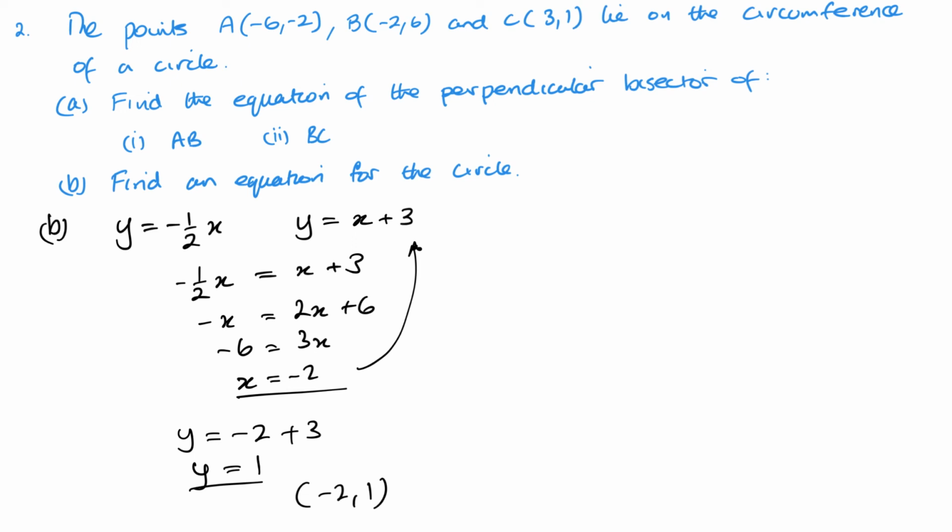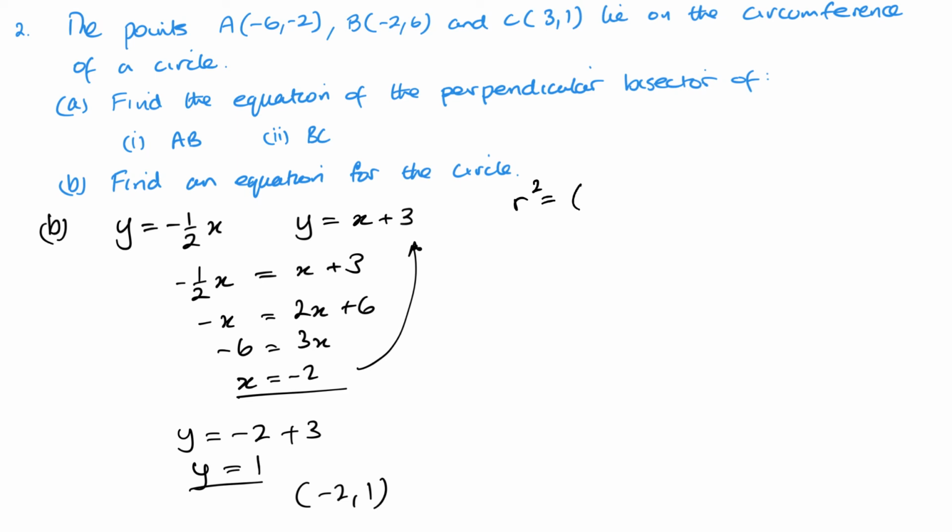Now, to be able to get the equation of the circle, I'm also going to need the radius. And the radius is just going to be the distance from the center to any point around the circumference. So I'm going to do that to C, just because it's got two positive values within the coordinates. So I just figure it's a little bit easier. And rather than just find the radius, I'm going to find the radius squared, as that's what we need, and then we don't have to deal with any square roots.